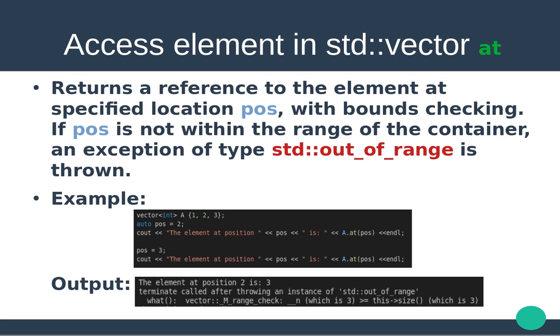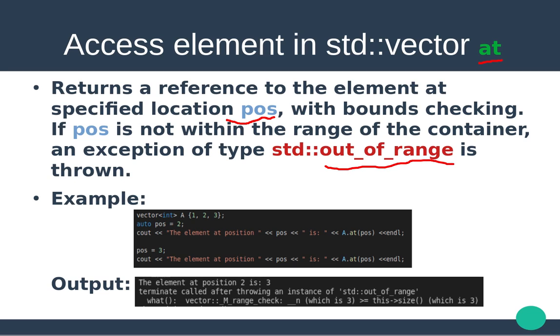I also can access any element in the vector using the method at. The method at takes the position of the element I want to access, and this method does check if that index is not within the range of the container. So if the position is not in the range of the container, it will throw an out of range exception.